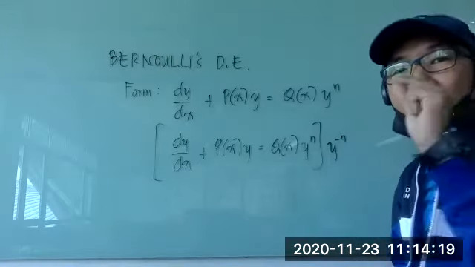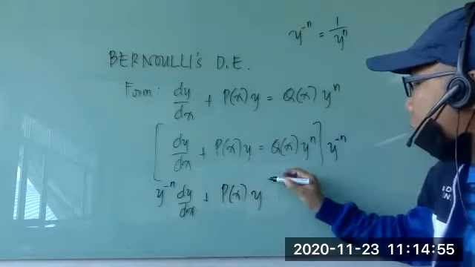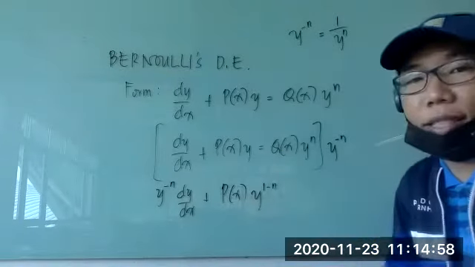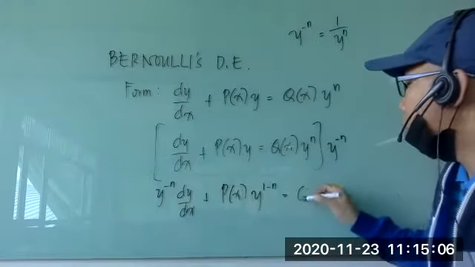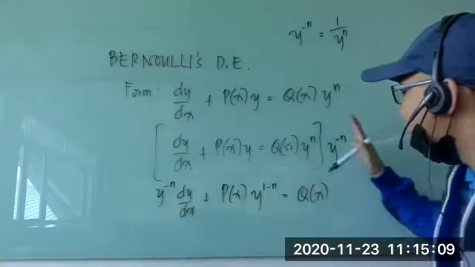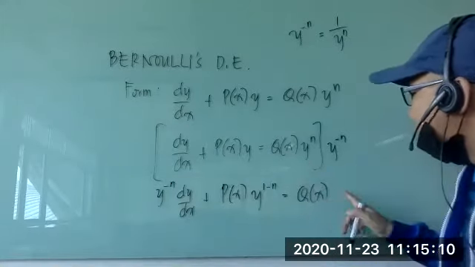And what will happen now? So meron na tayong y raised to negative n dito, dy over dx plus here, anong mangyayari dito? So still, andyan pa rin yung function of x natin, p as a function of x. Audio check, naririnig pa rin? Opo, sir. Good. So y raised to 1, tama? Multiplied by this, magiging 1 minus n. Nakuha? Pag pinagsama mo sila, same base, different exponents, so you can actually add them. So 1 minus n equal to q as a function of x. So natanggal na yung y raised to n dun sa right-hand side of the equation.